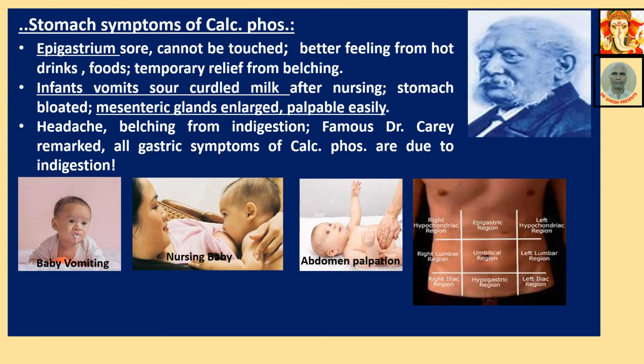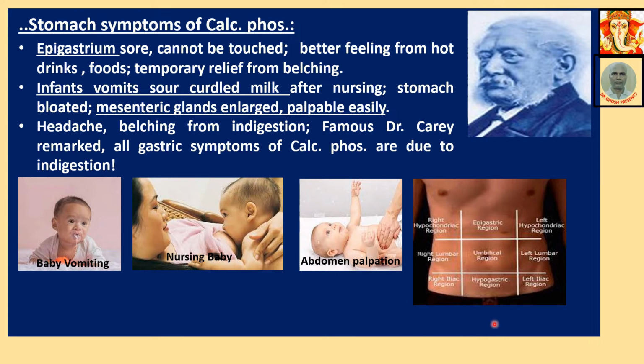Stomach symptoms of Calcarea Phos. Epigastrium sore, cannot be touched. Better feeling from hot drinks, foods, temporary relief from belching. Note down, this is the right epigastrium. This is the picture of epigastrium. Epigastrium is the upper portion of the abdomen.